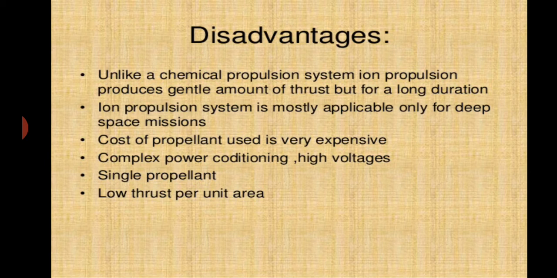So some disadvantages of the ion propulsion system. Like a chemical propulsion system, ion propulsion produces a gentle amount of thrust but for a long duration. The ion propulsion system is mostly applicable only for deep space missions. Cost of the propellant used is very expensive, and it requires complex power conditioning. It takes high voltages, and only a single propellant is used. Low thrust per unit area.